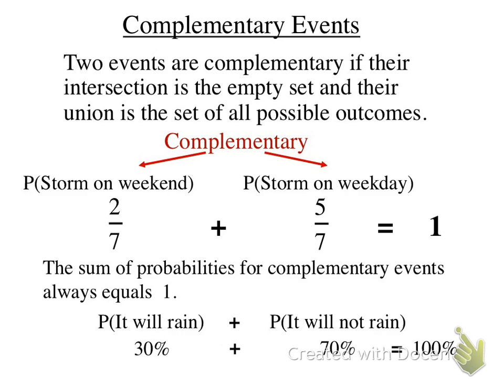Let me see a thumbs up if you're understanding this, a thumbs down if you don't. Okay. So, if the newscaster gives you a chance of rain, and they said 30% chance, what chance is it of not raining, Abdul?